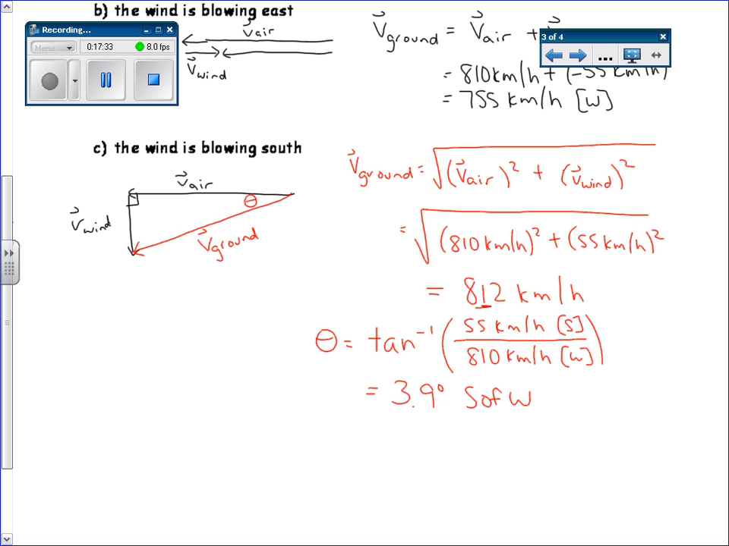And, you know, the difference between the velocity in air and the velocity of the ground isn't a huge difference, because, of course, the angle is really, really small. There.